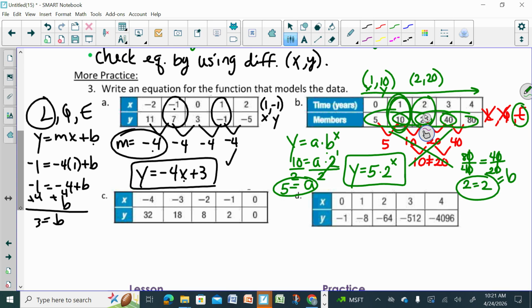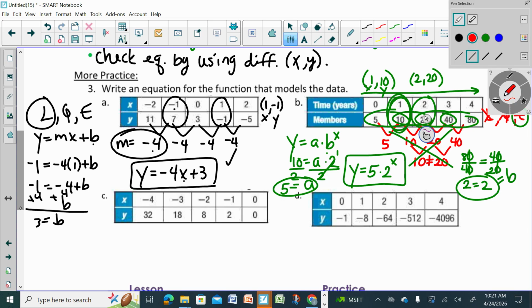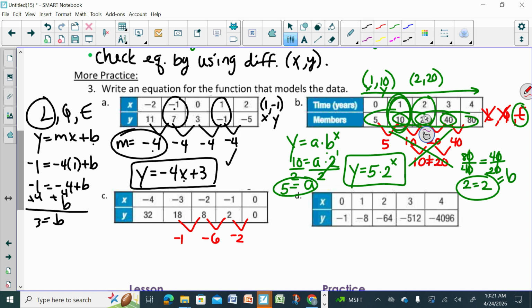All right, last one, and then you guys are going to do D as your practice problem. So on this last one, we've got 0 take away 2 is -2. 2 take away 8 is -6. 8 take away 18 is -10. And 18 take away 32, I need my calculator for that just so I don't mess it up, -14. All right, so it's not a line, so quadratic or exponential.